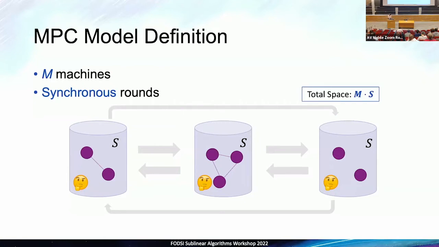And usually we also care about the total space used by all the machines. By definition of these parameters, the total space is just M times S. Actually, the three parameters we usually talk about for this model are space per machine, number of rounds, and total space. I actually won't be using this big M past this slide. So I'll just be talking about the three quantities I just said.